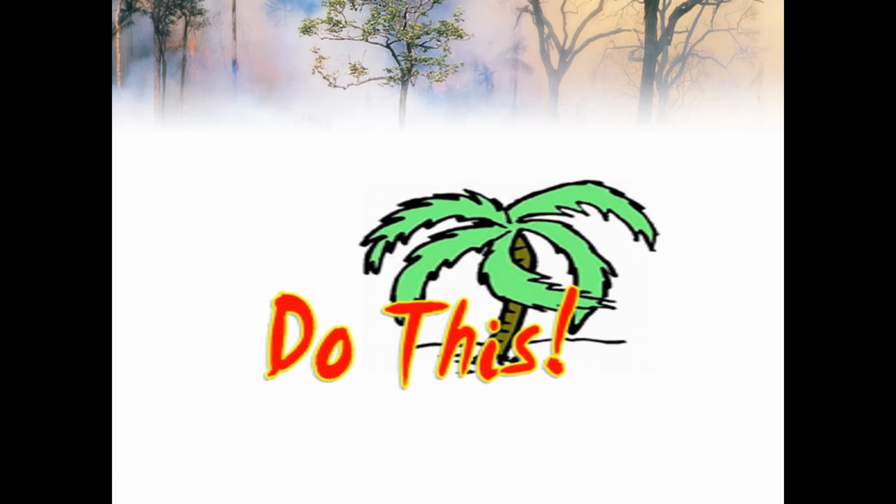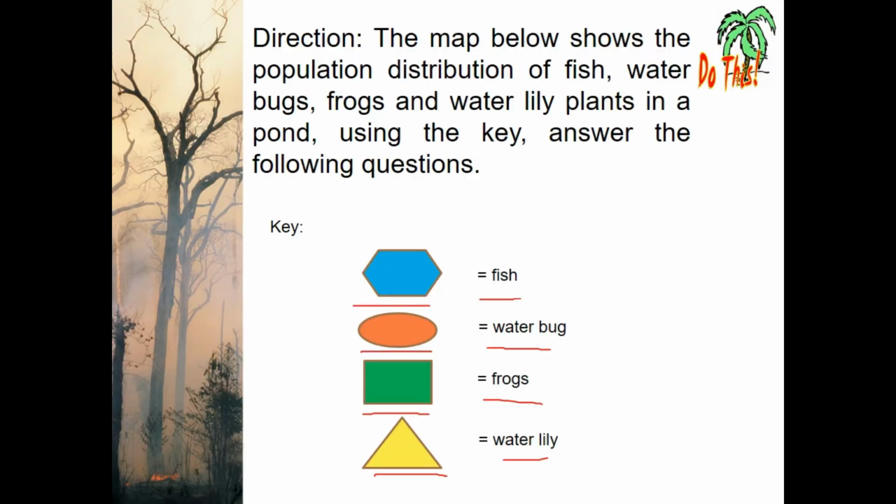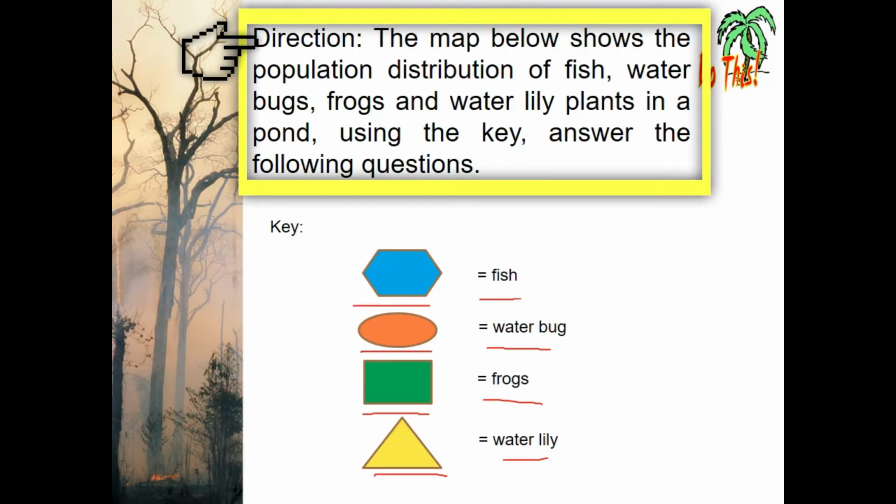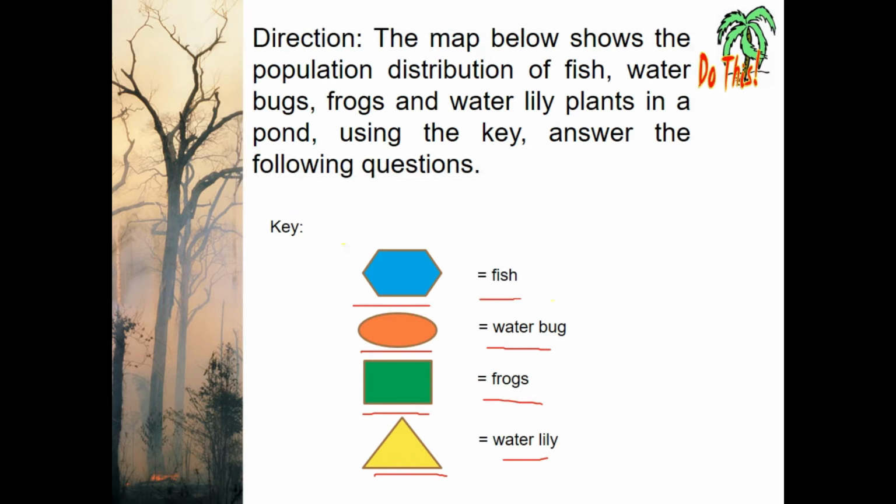Now class, let's proceed to the second task of this video lesson, the do this. For the direction, the map below shows the population distribution of fish, water bugs, frogs, and water lily plants in a pond. Using the key, answer the following questions. The key is as follows. The blue one is for fish, the orange for water bug, the green for frogs, and the yellow is for water lily. Are we ready, class?